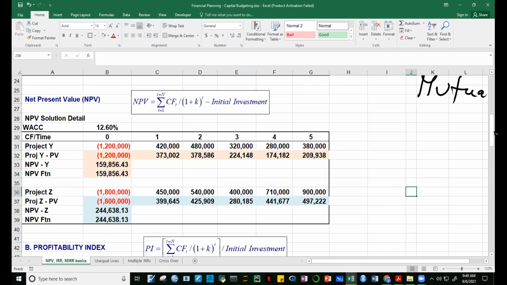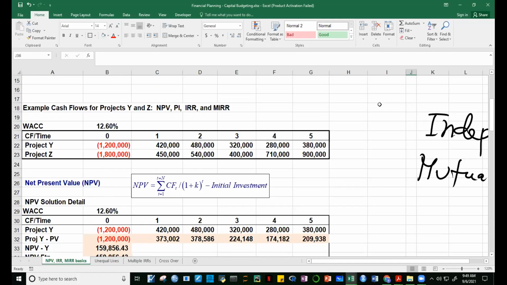Is that clear, guys? Paki-chat naman please kung yes. Kung clear ba yung sinabi natin, na kapag independent yung projects na yan, then pwedeng piliin yung pareho, unless may budgetary constraints tayo. Okay, good. Thank you for that, guys.